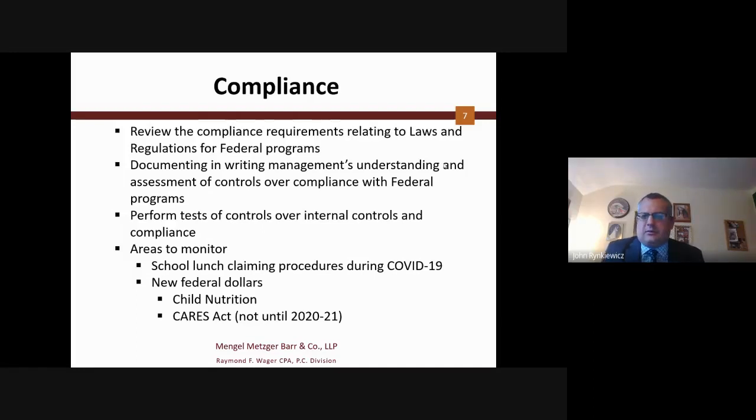Not listed here, but kind of new on the horizon, there is some talk about perhaps some relief for unemployment costs for the district. So there may be some money to help offset some of those costs if the district has those.